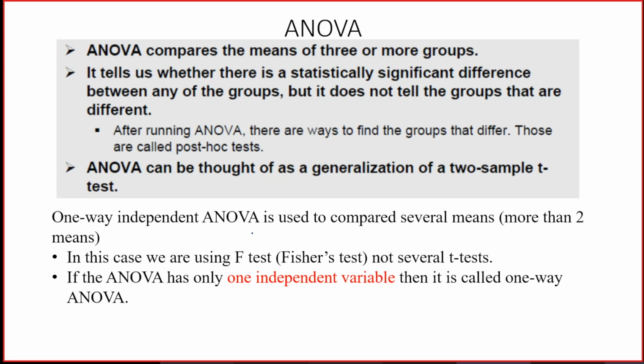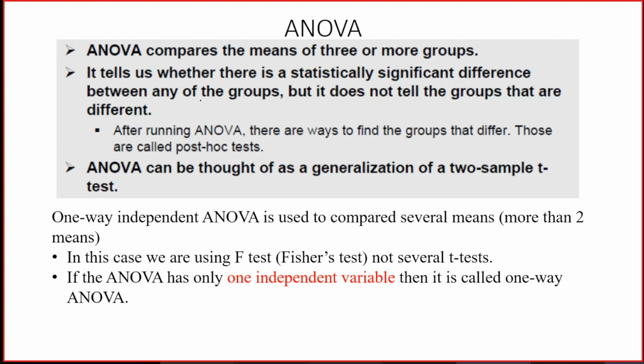So this is a generalization of the t-test. There are two types of ANOVA, the one-way ANOVA and the two-way ANOVA. Of course, there are many other factorial designs, MANOVA, those are all available. Here we restrict ourselves to one-way and two-way. The one-way is also used to compare several means, but the number of independent variables is only one.